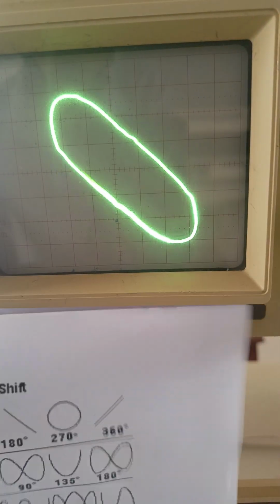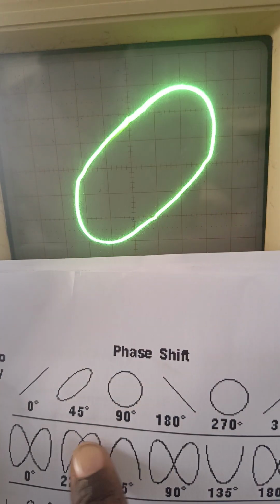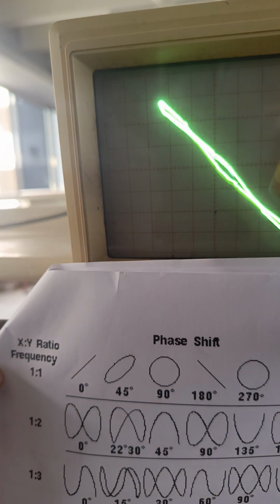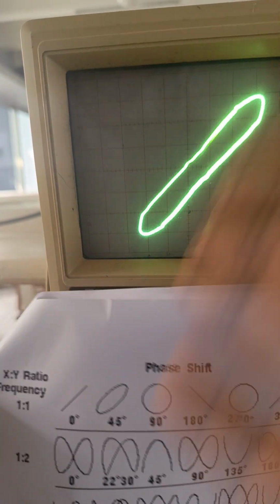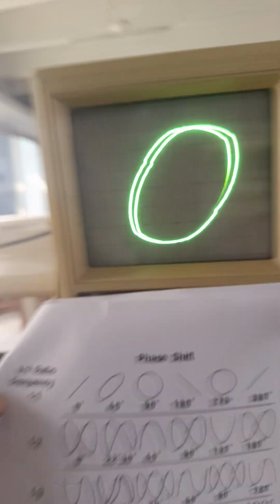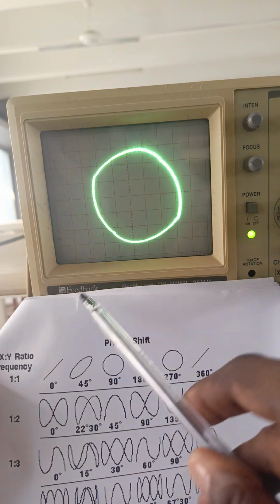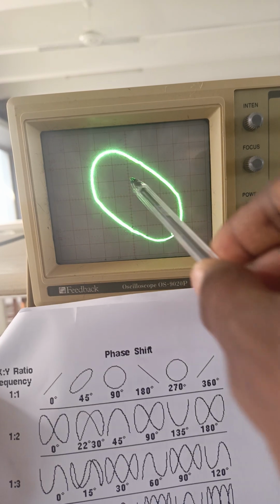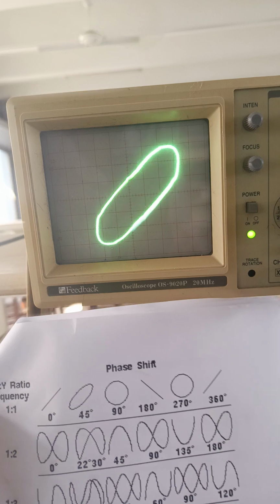Now, how do we vary? So you realize that our 90 degrees is when it becomes full, then our 45 is when it becomes oval. And then our 0 degrees is when we get a straight line. And then our 180 is when it gets this way. So now we can calculate the phase difference. You should be able to draw this and then calculate the phase difference.